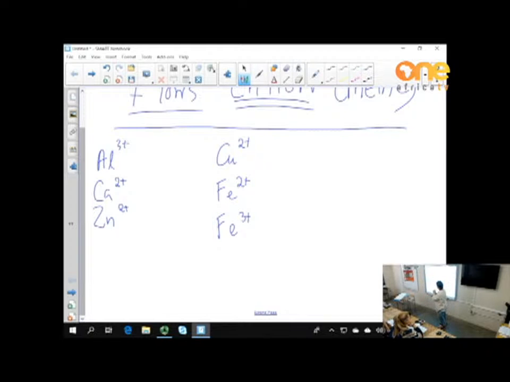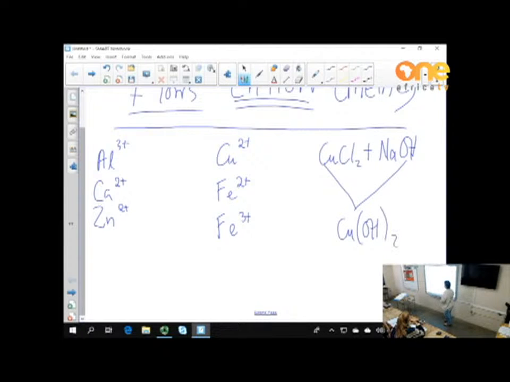So I must add something to this. For example, if I have copper chloride in solution, to the copper chloride, I can add sodium hydroxide. These are two soluble salts, and I will get copper hydroxide, which is insoluble. Do you understand? All right.